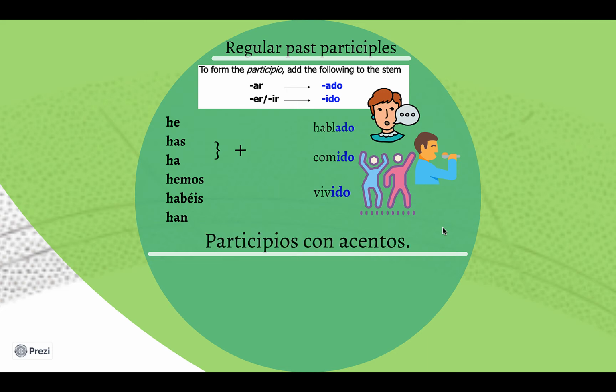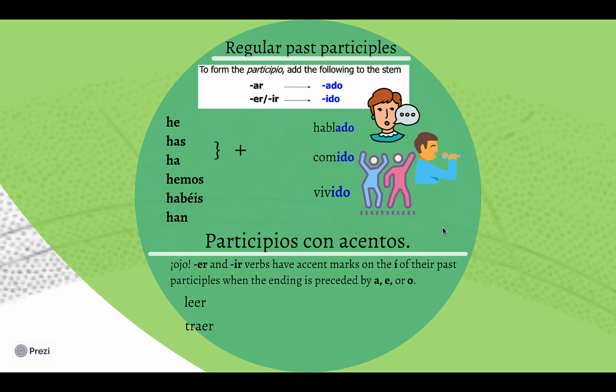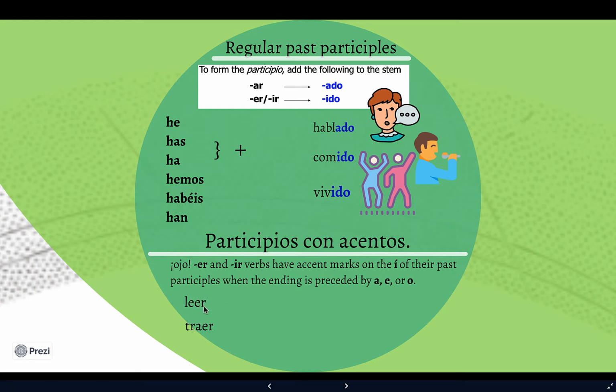Now, what about participios con acentos? Participios with accents. So some ER and IR verbs have accent marks on the I of their past participles when the ending is preceded by A, E, or O. So what does that mean? Let's say leer, right? When you knock down the ER, you have LE, right? And so the ending is preceded by an E.